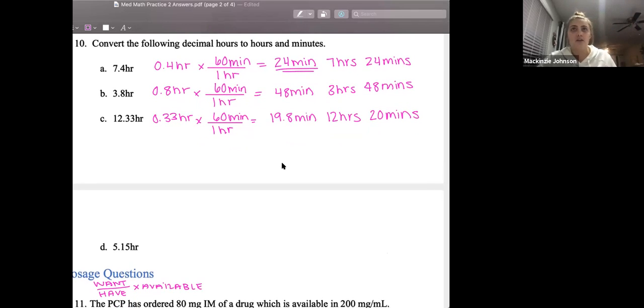If something doesn't tell you on the exam, if it doesn't tell you to round, do not round. But if it tells you to round, make sure you round or you'll get it wrong if you forget to. So this will round up to 20 minutes. So it'll be 12 hours and 20 minutes.